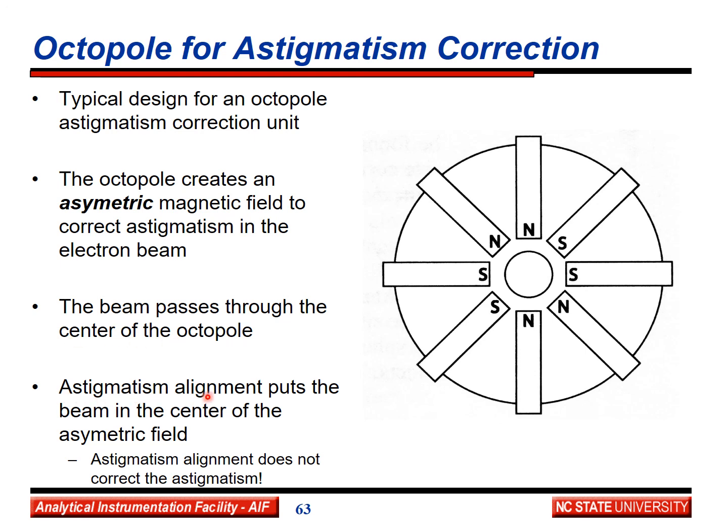There is an astigmatism alignment which puts the beam at the center of the asymmetric field, but astigmatism alignment does not correct the astigmatism. It merely places the beam in the center of the asymmetric field. If the beam is off-center from the asymmetric field, when you adjust the field strength in the octopole, that's going to cause the beam to get pushed around and the apparent image will shift. So if you don't like shifting images when you're correcting astigmatism in front of your microscope, you want to do the astigmatism alignment. But note that will not correct astigmatism.